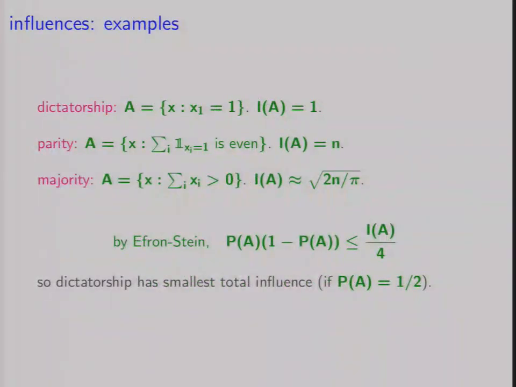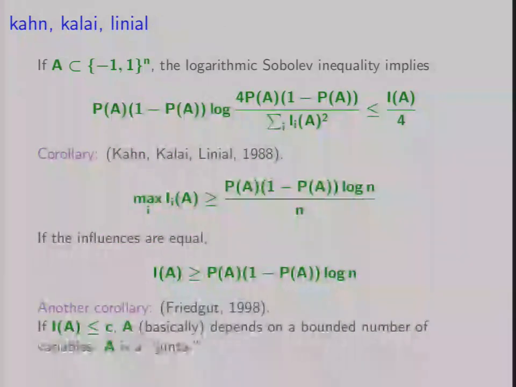So let's come back here. You see, of course, not everybody has the same influence here. This is a constant. The majority function has an influence which is much bigger. It has root n. But this result says that the total influence is always large. Log n is a very, very non-trivial result.